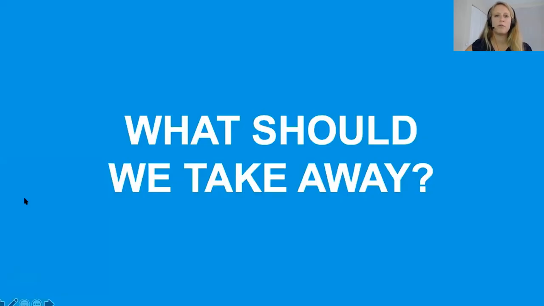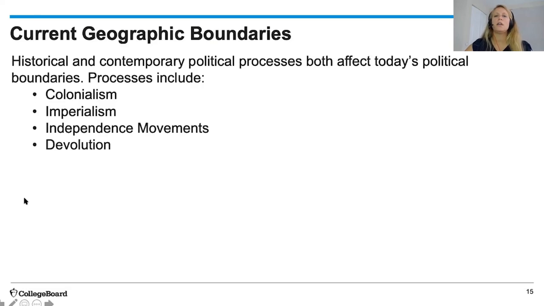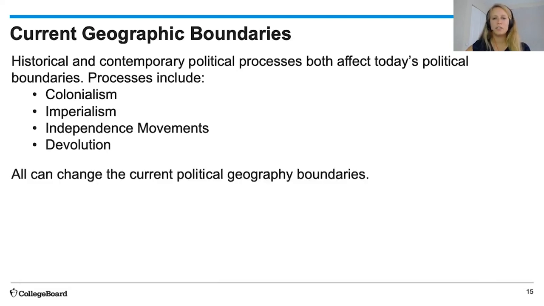So what should we take away from all of this? Historical and contemporary political processes both affect today's political boundaries. These processes include things like colonialism, imperialism, independence movements, and devolution. All of these can change political boundaries, and that affects almost everything else.